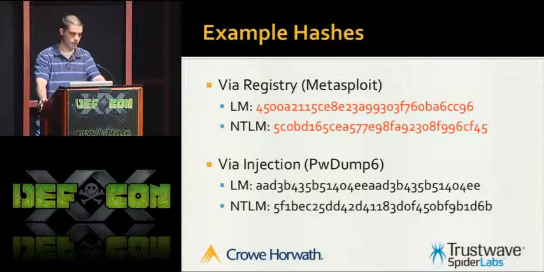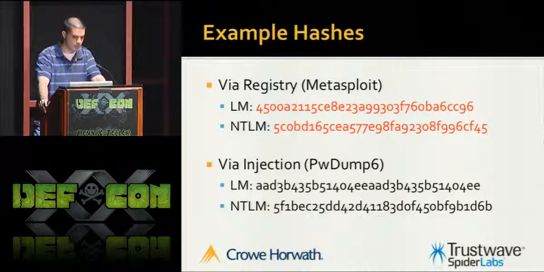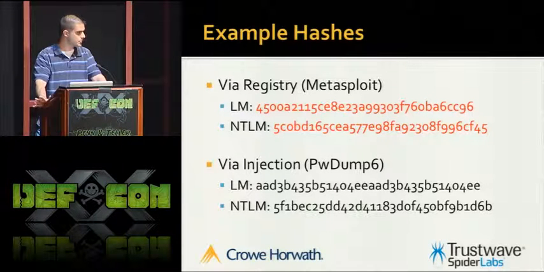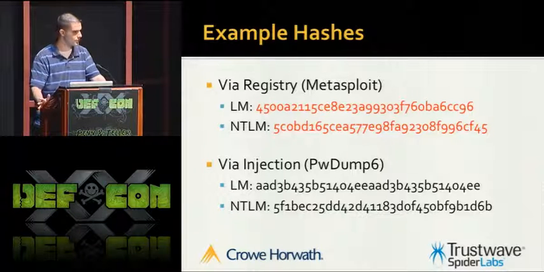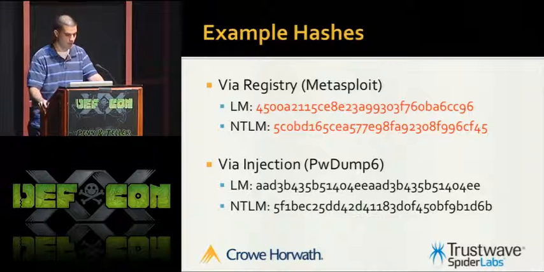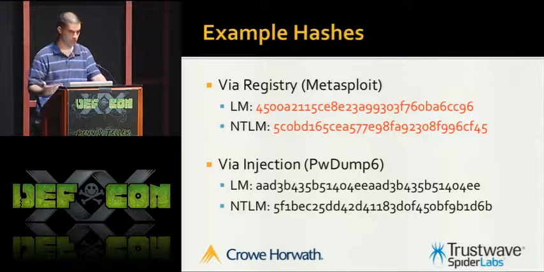So as you can see, with the registry reading method with Metasploit, I get an LM hash. With injection, pwdump 6, that LM hash, AAD3B4, whatever, is just a blank hash. That's just representing blank, where it means no hash is there. So injection gets me one set of hashes from the same system, and registry reading gets me a completely different set. And I can use the hashes from injection, so I know those are the right ones.